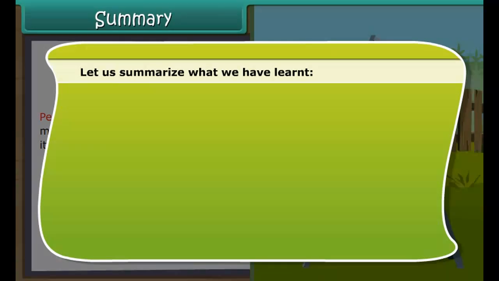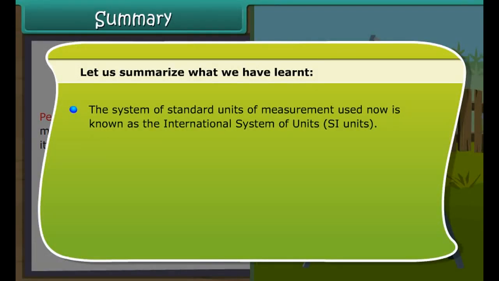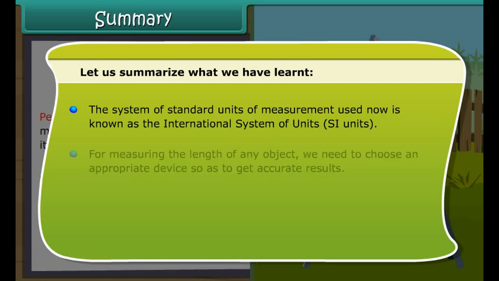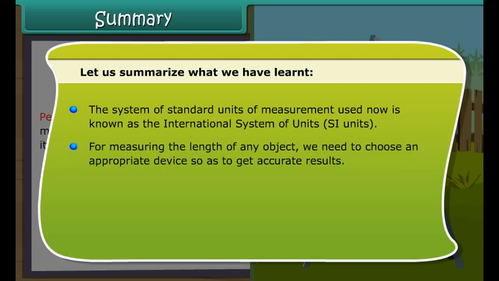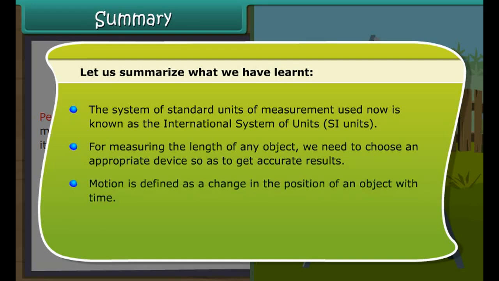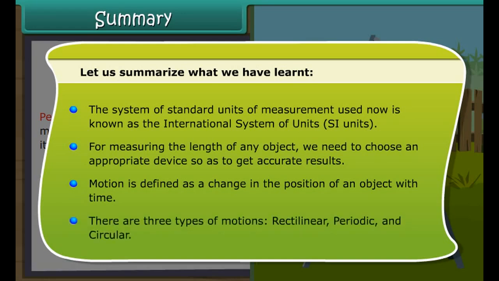In the early days, units of measurements included the length of a foot, the width of a hand, and the distance of a step. The system of standard units of measurement used now is known as the International System of Units or SI units. For measuring the length of any object, we need to choose an appropriate device so as to get accurate results. Motion is defined as a change in the position of an object with time. There are three types of motions: rectilinear, periodic, and circular.